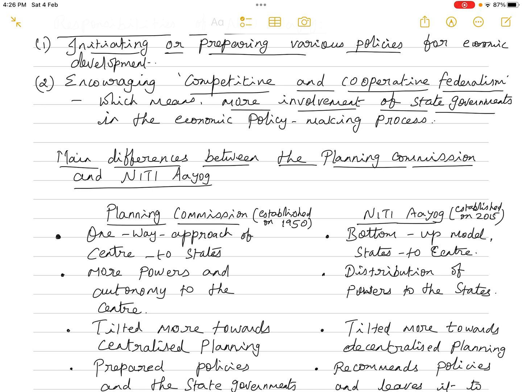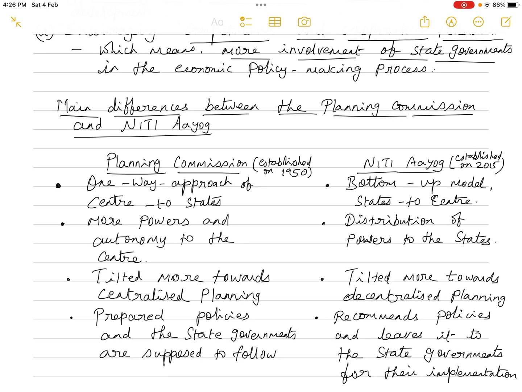Now the main differences between the Planning Commission and NITI Aayog. If you see the differences, then you will understand the meaning of competitive and cooperative federalism, and why there is a necessity for the government to replace the Planning Commission with NITI Aayog. The first one: the Planning Commission was established in 1950 and NITI Aayog in 2015. You can understand that the circumstances in the country in 1950 and 2015 are very different; lots of developments and changes have taken place.